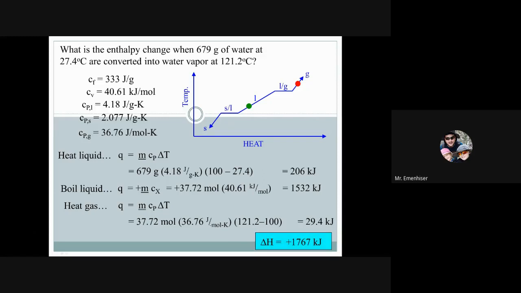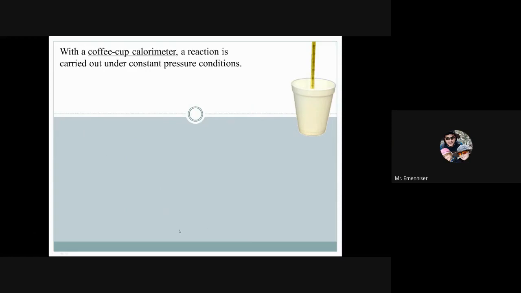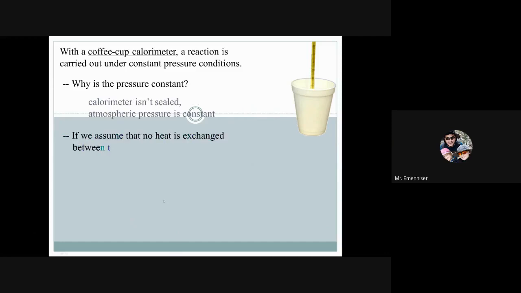And it's positive because we're putting heat in. We're putting energy in to break the bonds. With the coffee cup calorimeter, a reaction is carried out under constant pressure. The pressure is constant because the calorimeter is not sealed. If it were sealed, the pressure would not be constant. And we want no heat exchange between the cup and the surroundings.